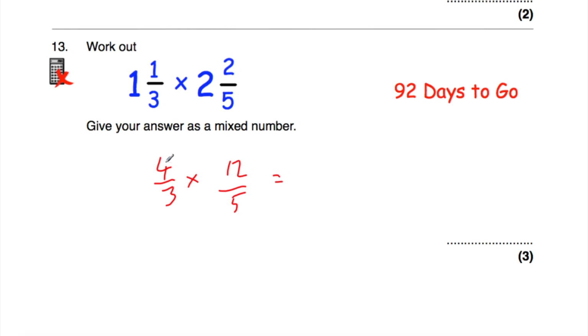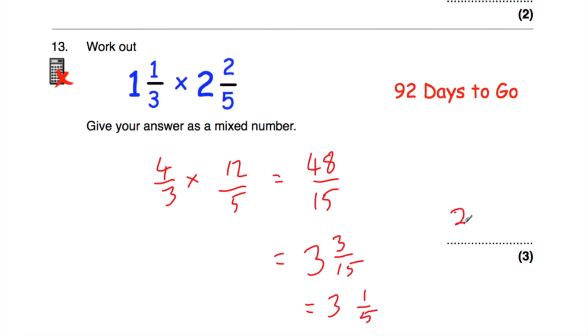Now we just need to multiply, so let's multiply the numerators and multiply the denominators. 4 times 12 is equal to 48, and then 3 times 5 is equal to 15. Now that's the top-heavy fraction. We want to give our answer as a mixed number. So how many 15s go into 48? It's going to be 3, because 3 15s is 45. And then the remainder will be 3, so 3/15. So 3 and 3/15ths. The 3/15ths can be cancelled down. They're both divisible by 3, so that will give us 3 and 1/5. So the answer is 3 and a fifth. And if you got that, well done.